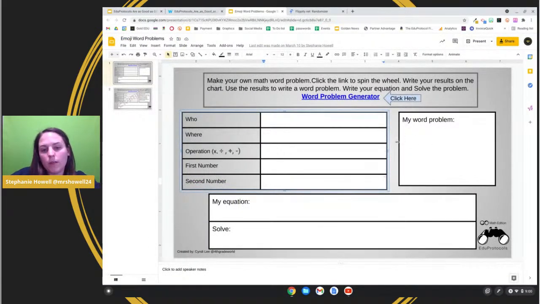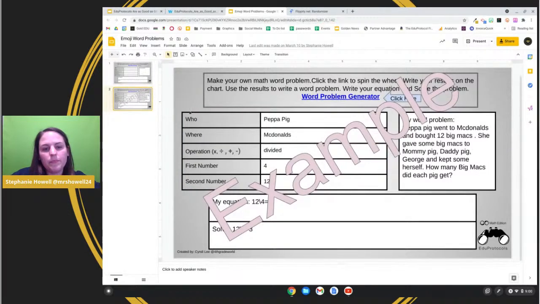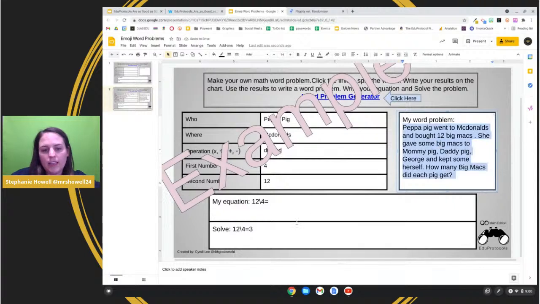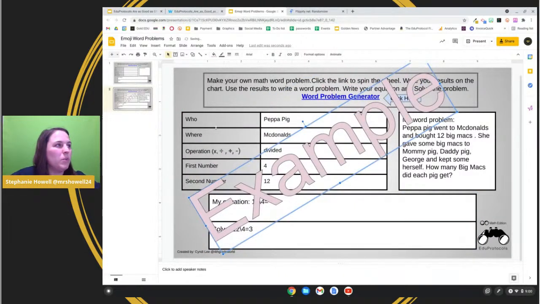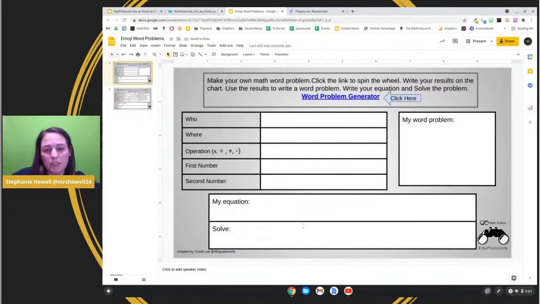They would then create a word problem out of that information. So here we go. We have the pig, McDonald's, divided 4 and 12. There's the word problem, and then here's the equation, 12 divided by 4, because she bought 12 Big Macs. Then she gave some Big Macs to Mommy Pig, Daddy Pig, George, and kept some for herself. It wants to know how many Big Macs each pig got. We can see the equation solved out correctly. And that's it for emoji word problems. It's just spin the wheel, create a word problem, write my equation, and solve.